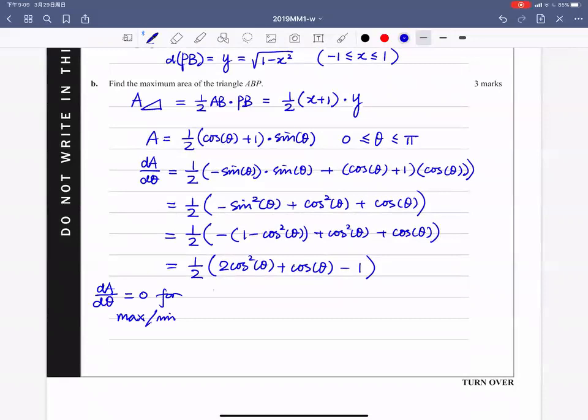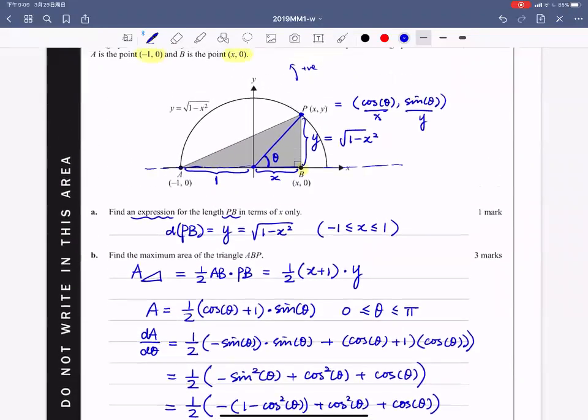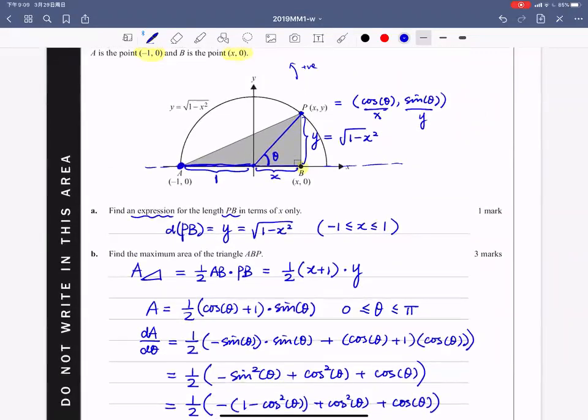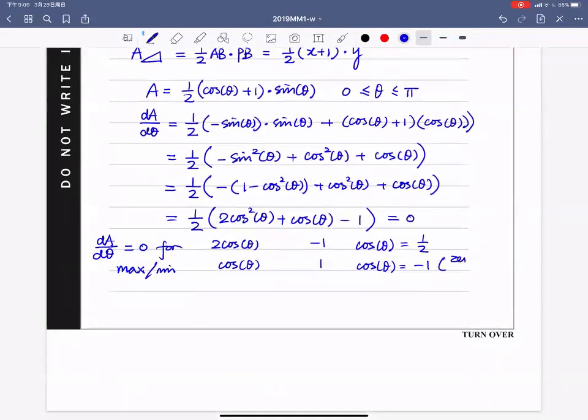And I should have, okay, 2 cos theta minus 1, and cos theta plus 1. Let's make it 0. Therefore, it yields cos theta equals half. Then my cos theta equals -1. But when cos theta equals -1, it's at this location, giving us 0 area. 0 area. So reject it.